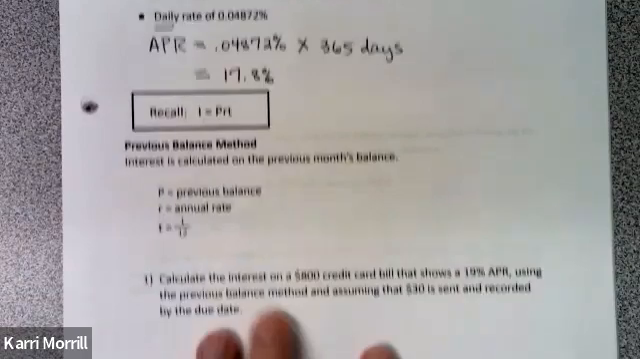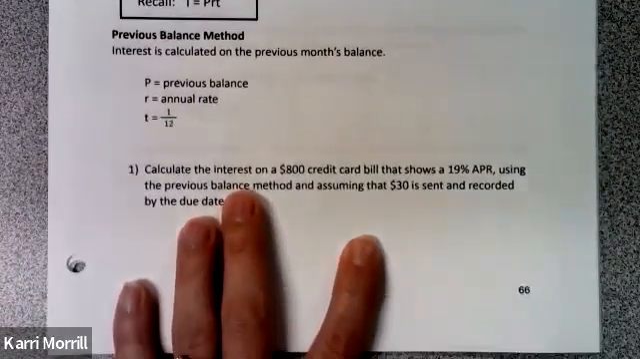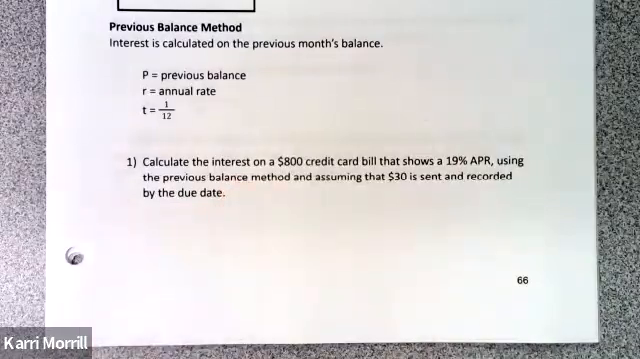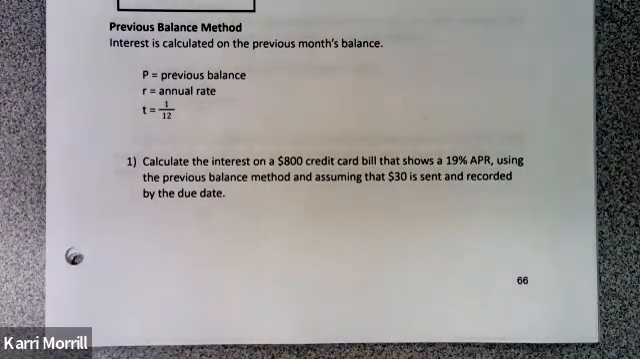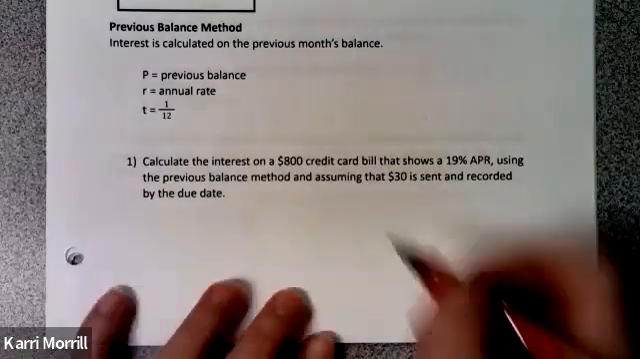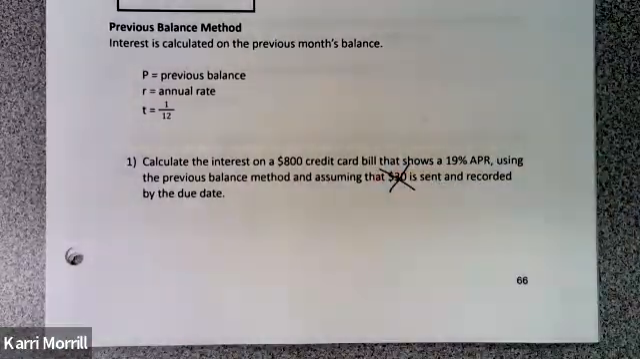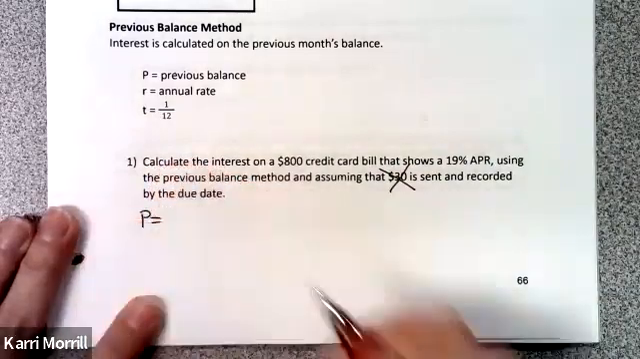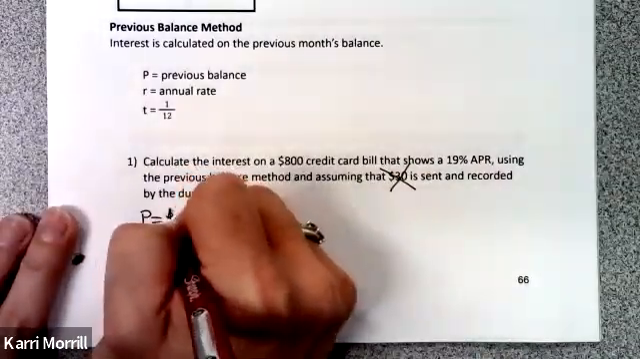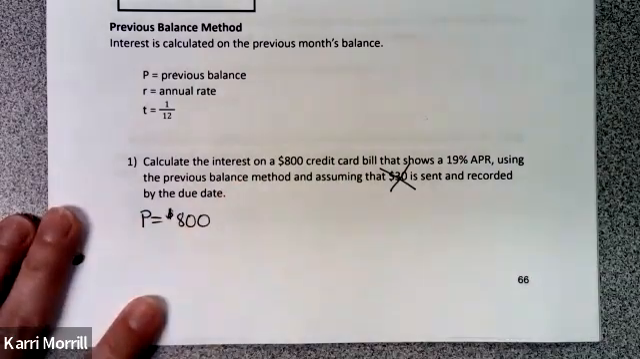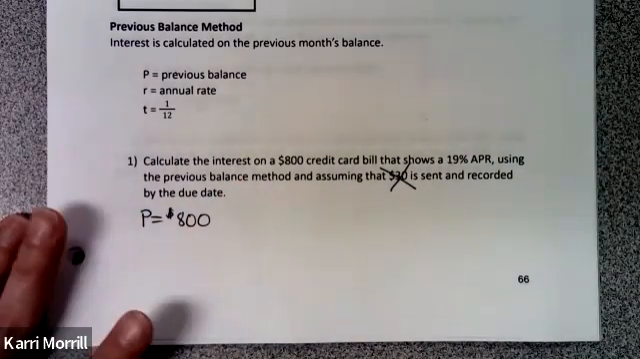So it says calculate interest on an $800 credit card bill that shows 19% APR using the previous balance method. Assume that $30 is sent and recorded by the due date. But since it's a previous balance, we don't care. We don't care that they sent in $30. We know that the principal amount, meaning your balance on your credit card, is now considered your principal.